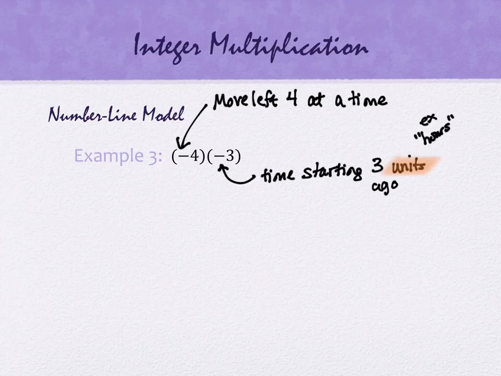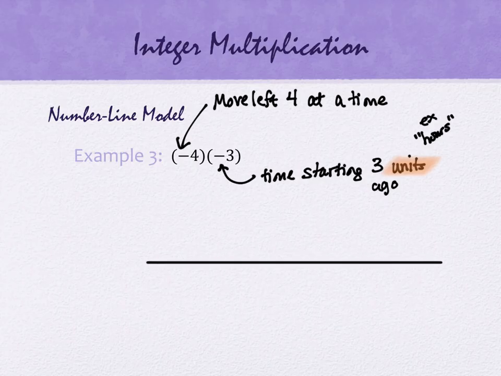So what does it look like? Well, it looks something like this when you draw it out. So I'm going to draw in some hash marks, but I'm not going to label them in any way. I'm just going to draw them in for now. I know I'm going to need 12 hash marks because 4 times 3 is 12. So you can go ahead and draw those 12 in there.